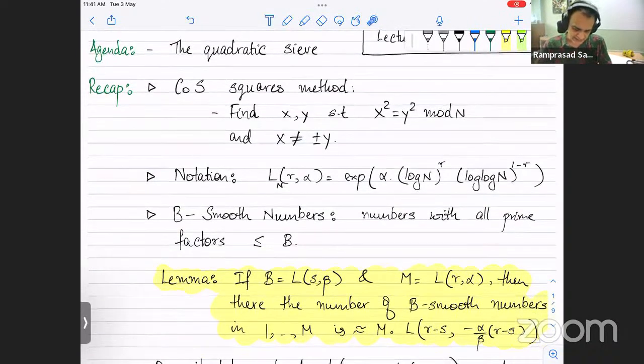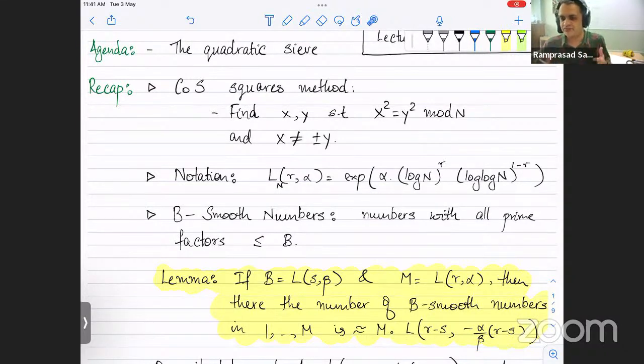Okay, so what does this lemma say? It says something about the density of B smooth numbers in the range 1 through m. It roughly says that when you pick a random number and ask what is the probability that it is B smooth, that probability is this: L to the power minus (alpha over beta) times (r minus s). There is a minus because this has to be less than 1, of course. So it's like saying that among the first m numbers, this many of them are B smooth.